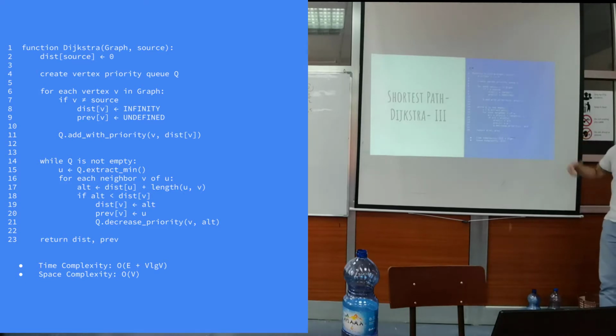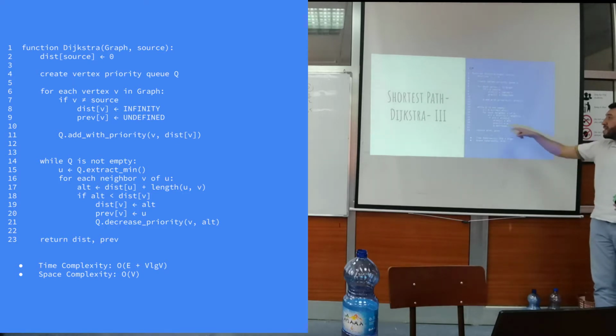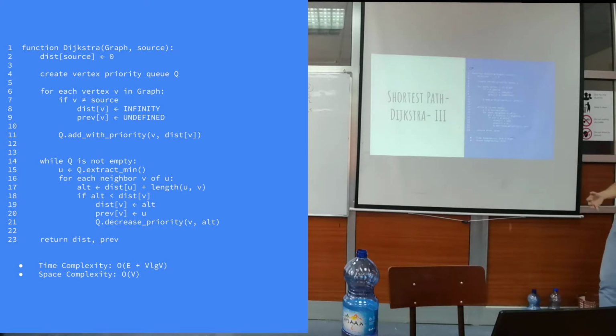If this is smaller than what we have seen so far, what does that mean? I have a shorter route. I have a shorter path. Therefore, I need to update my existing path. And what I say is the distance is updated with the alternative distance. And right now, the shortest path that I know to V goes over U. That's why I only keep track of the previous node.